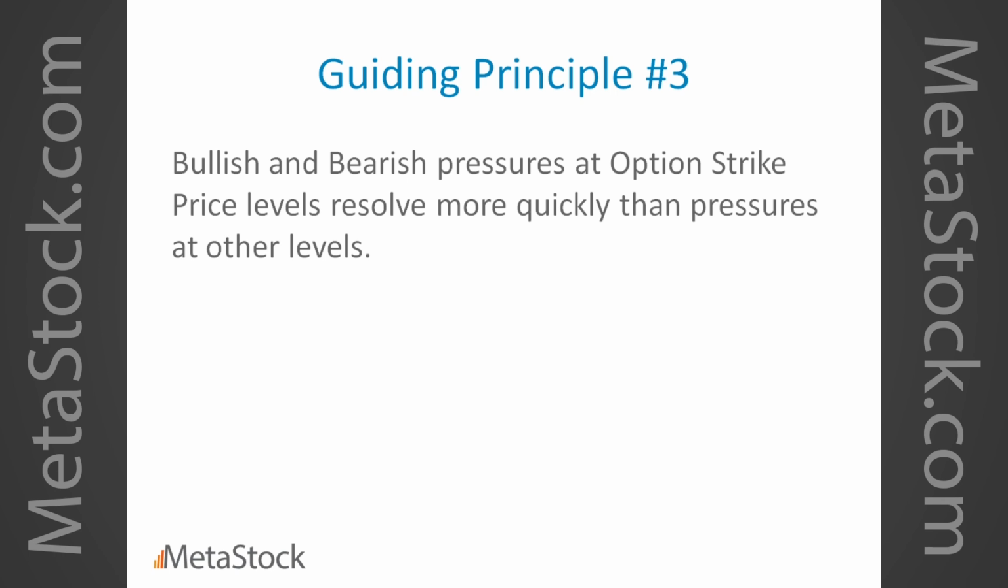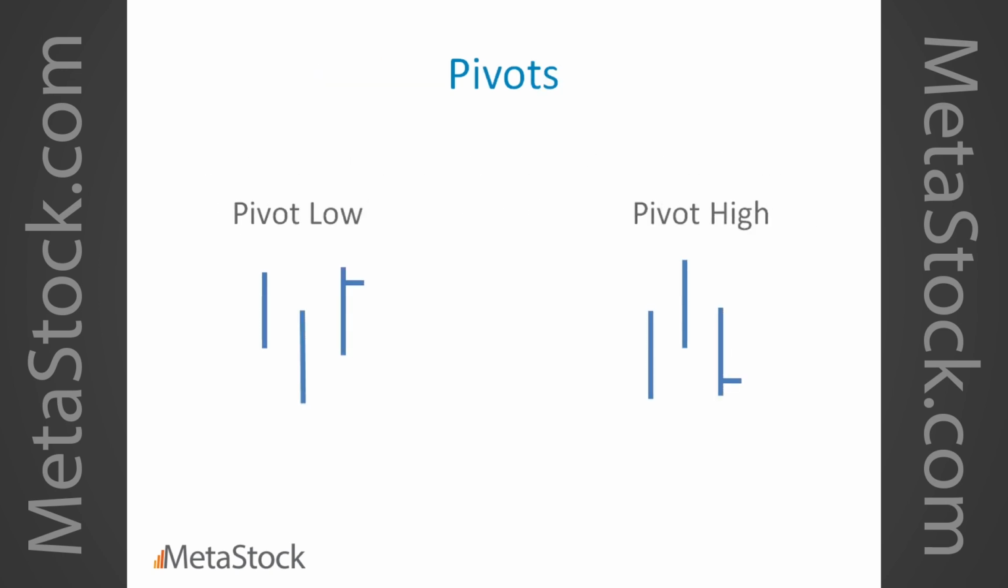Next, we talk about how bullish and bearish pressure at option strike price levels resolves more quickly than pressures at other levels. When we get to those levels, they can resolve more quickly because prices tend to be very resilient. So we can't just rely on the price to give us entries and exits. We need more definition. So what we do with PowerStrike is we put in what's called a pivot scoring system. And it uses two different types of pivots.